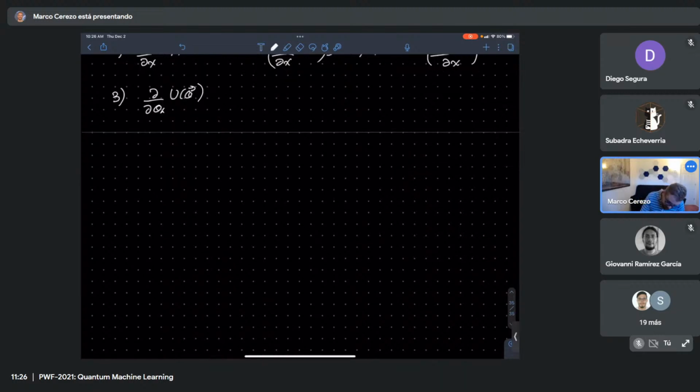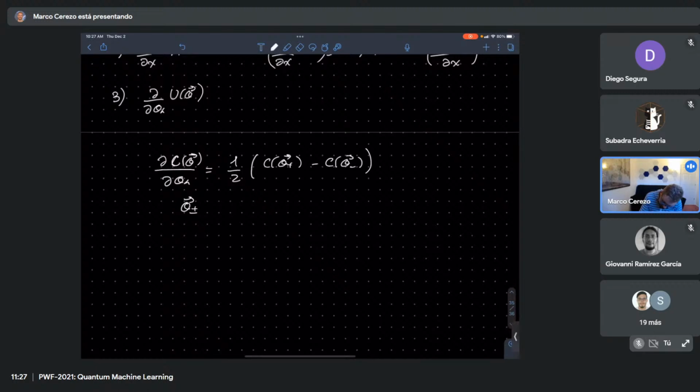What you can show is that the partial derivative of my cost function with respect to a parameter theta k is going to be expressed in this very simple and beautiful formula: C of theta plus minus C of theta minus, where theta plus minus is defined as my usual vector, theta 1, theta 2, and when I get to theta k, I do plus minus pi over 2. Then I keep going to theta L.